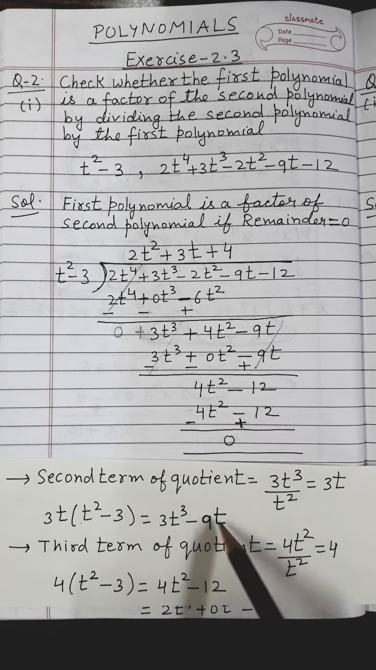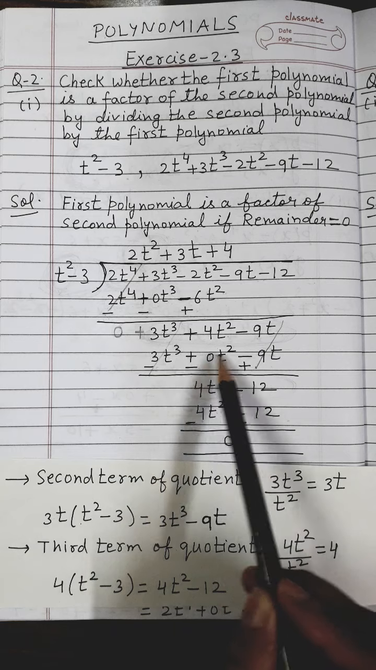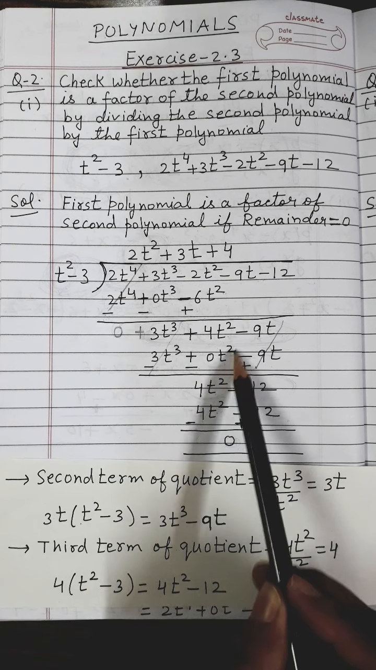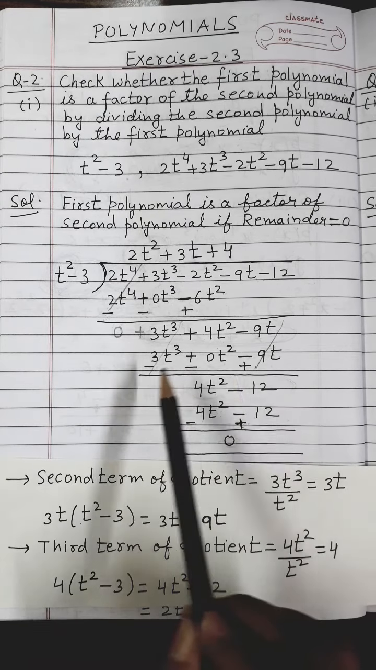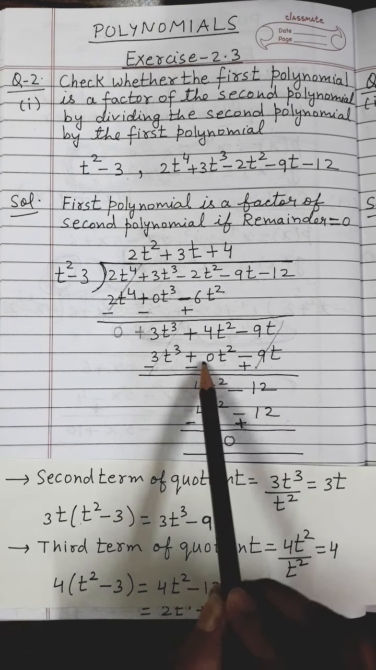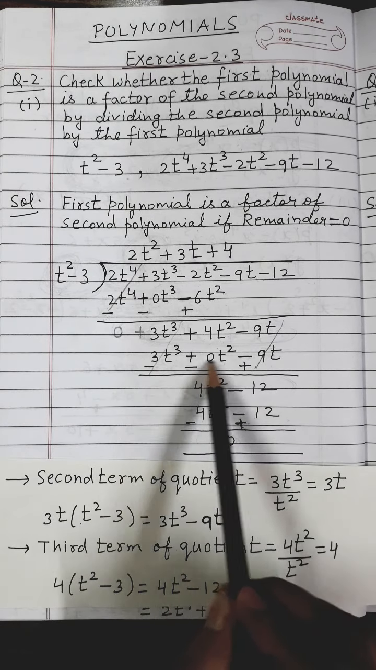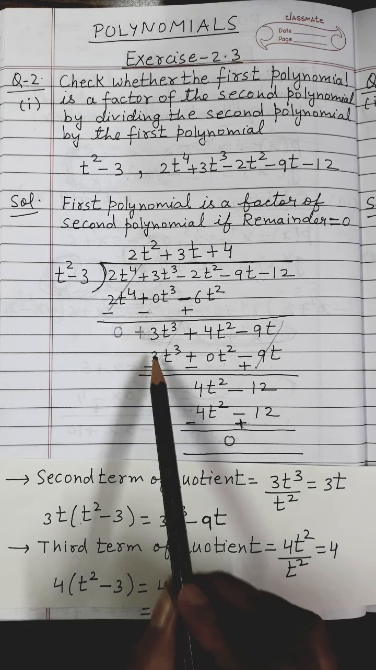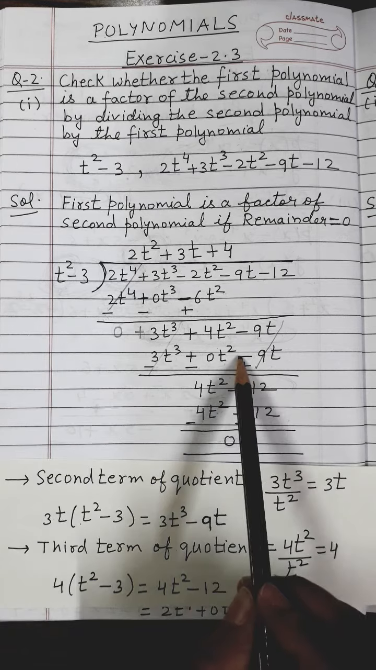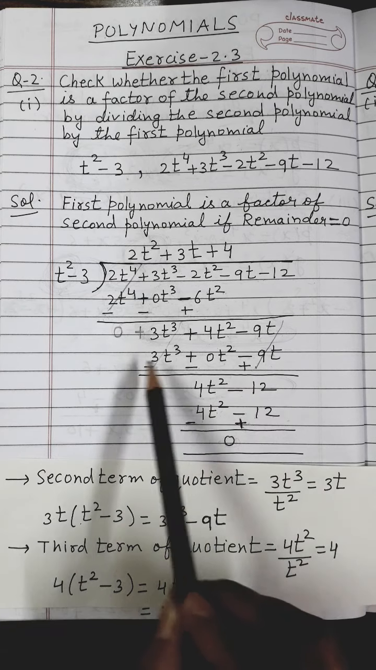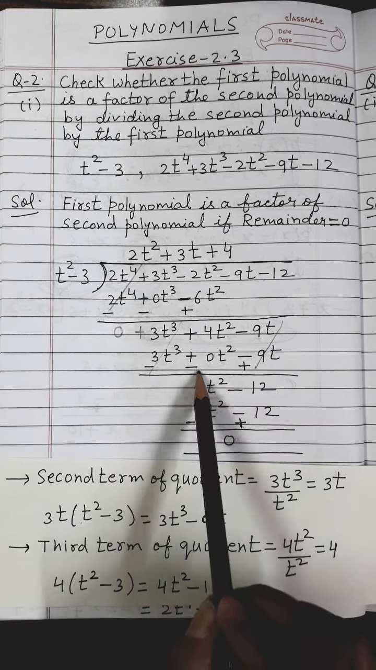Square term was missing in this, so I can add it from my own side like this: plus 0t square. Now again I will subtract these two polynomials. So first I will have to reverse the sign of the second polynomial terms. This is a plus sign, so I write minus below it. This is plus sign, write minus below it. This is minus sign, write plus below it. Now I will subtract them by considering these new signs.